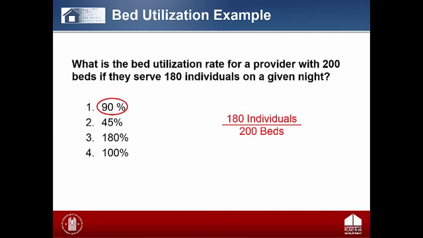If you answered 90%, you are correct. To get this answer, you simply divide 180, the number of individuals, by 200, the number of beds, and multiply that by 100 to get the percent. The HDX will perform this calculation for you within the system and indicate a warning if you fall outside of the 65 to 105% range.